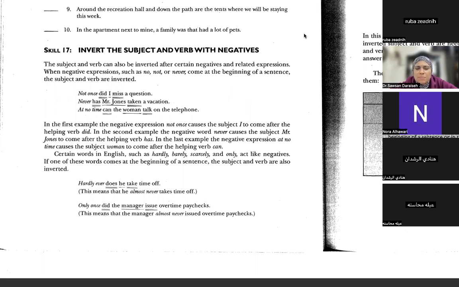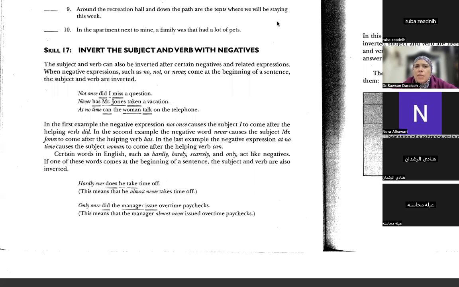Actually, I do not get the point. Why? What's the purpose of this inversion between the subject and the verb? There's no purpose. This is the way that American people and people that speak English express themselves. When they use hardly ever, they're allowed to invert.